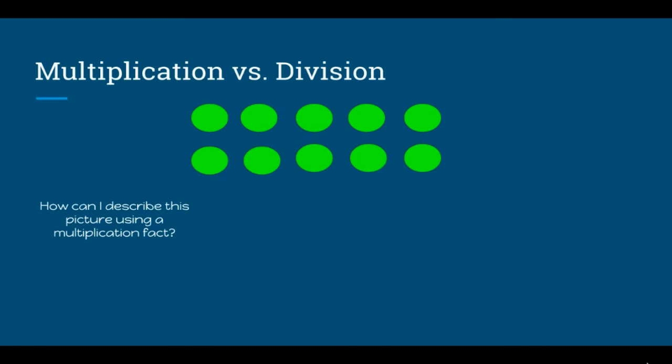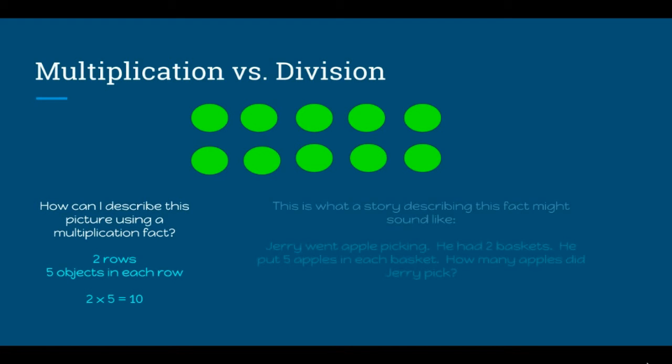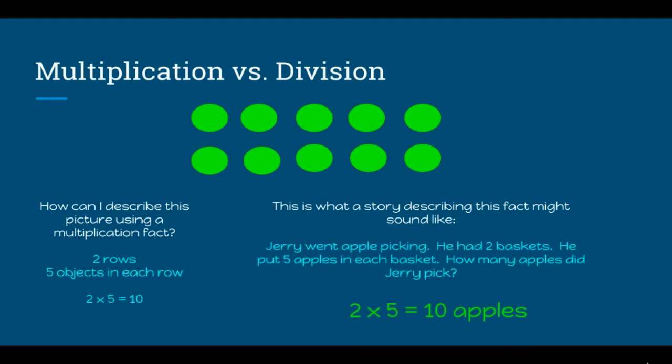Let's start by answering this question. How can I describe this picture using a multiplication fact? I see there are 2 rows, and there's 5 objects in each row. 2 times 5 equals 10. This is what a story describing this fact might sound like. Jerry went apple picking. He had 2 baskets. He put 5 apples in each basket. How many apples did Jerry pick? 2 times 5 equals 10 apples.